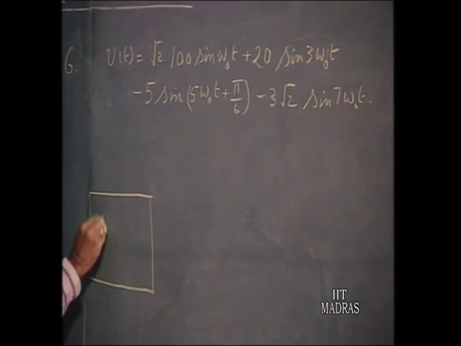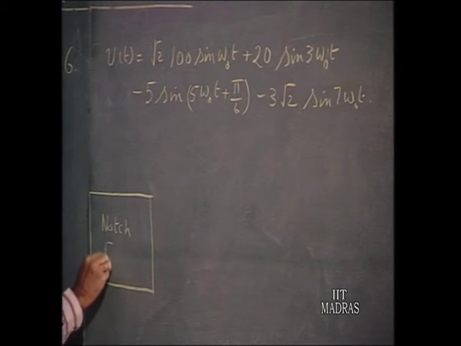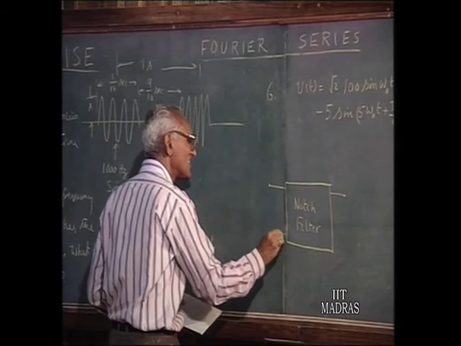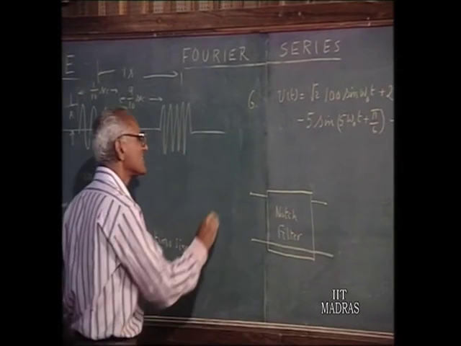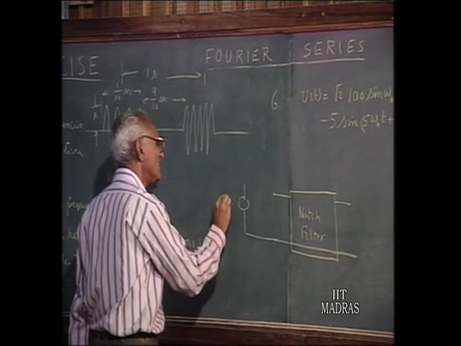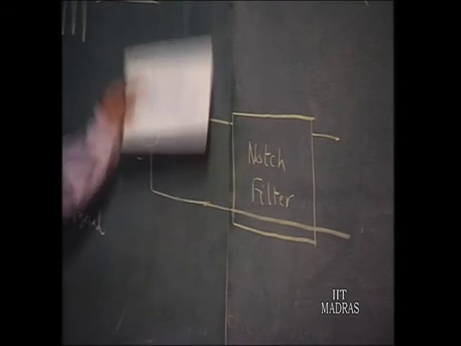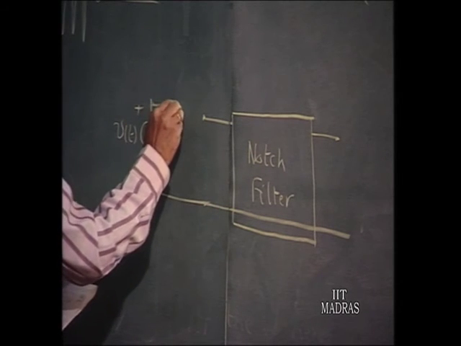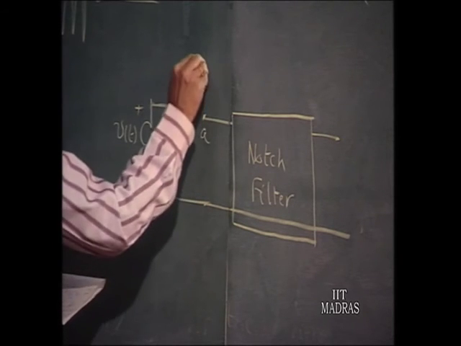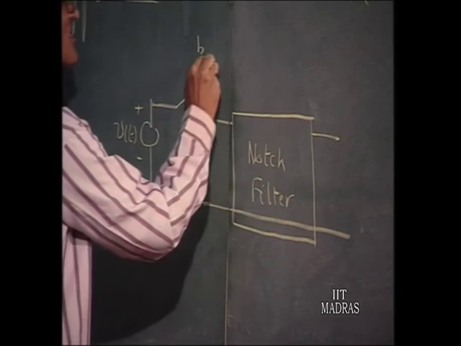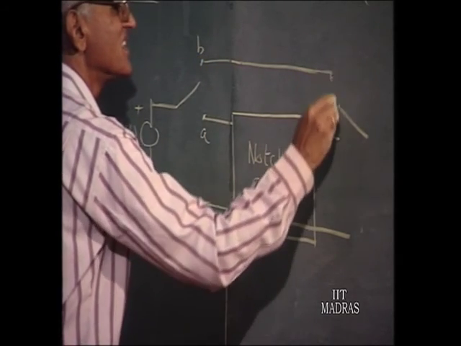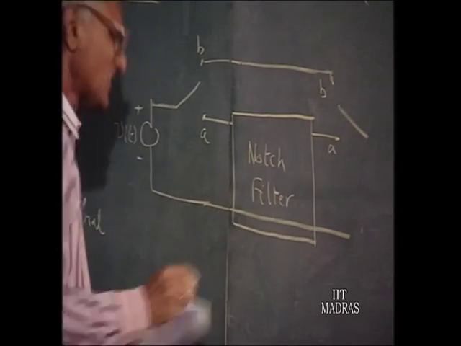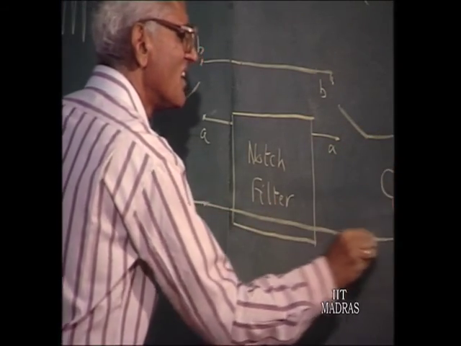Now, we have an instrument which incorporates what is called a notch filter. We will explain the characteristics of the notch filter in a moment. So, this periodic non-sinusoidal signal is given to this notch filter. It can be connected to the notch filter. So, you have a switch here which can be thrown to either A or B. Likewise here, the switch can be thrown to either B or A, and this is connected to an RMS reading voltmeter.